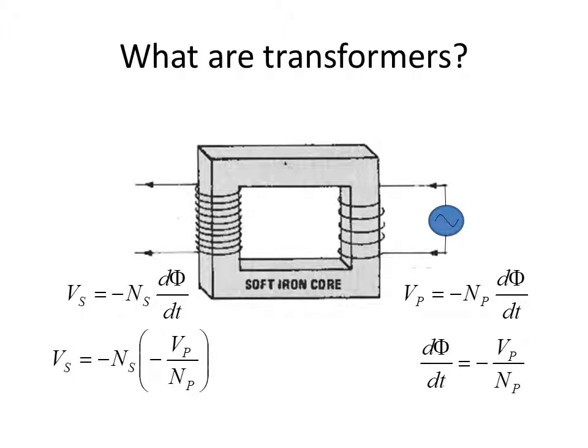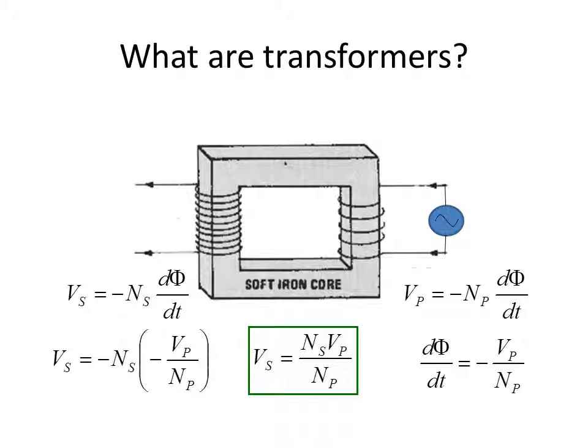Finally, we obtain a relationship for the potential across the secondary that is dependent on the number of turns in both coils and the potential applied across the primary coil. Note that in order to get a potential drop across the secondary coil, the current must be alternating, because we need a change in flux in order to get an induced EMF.